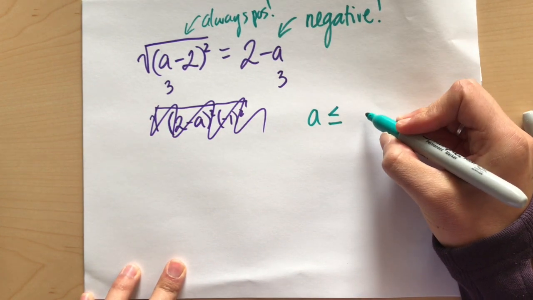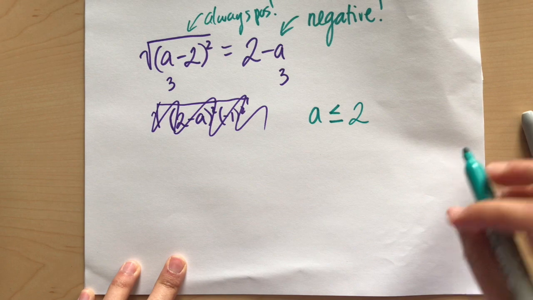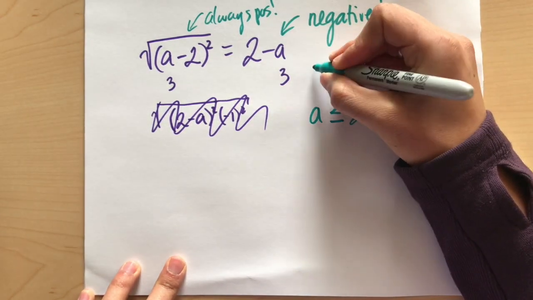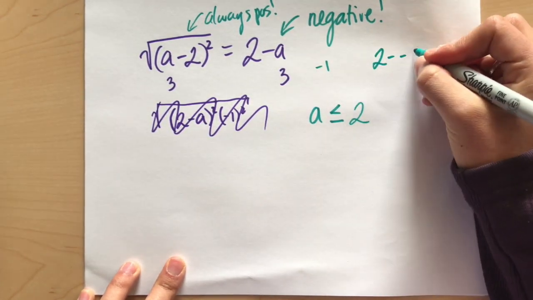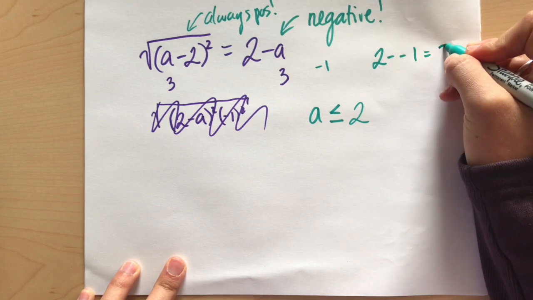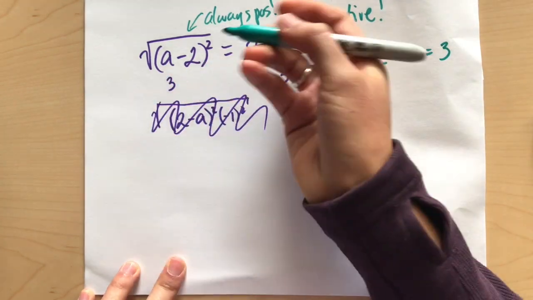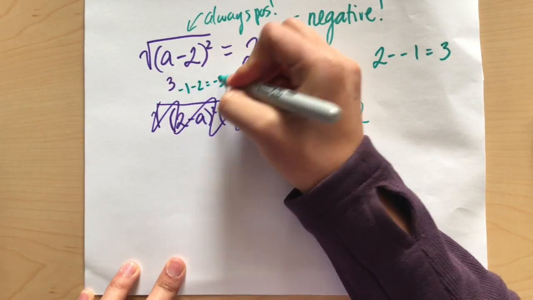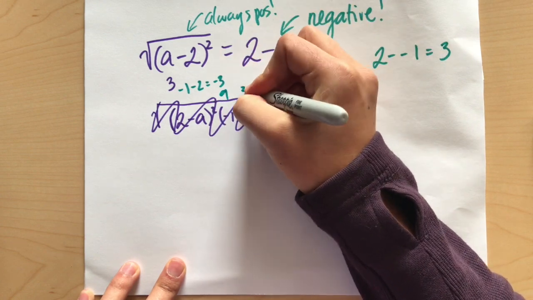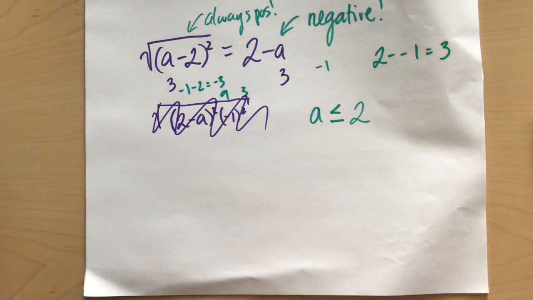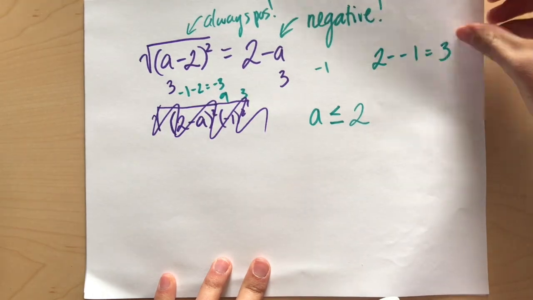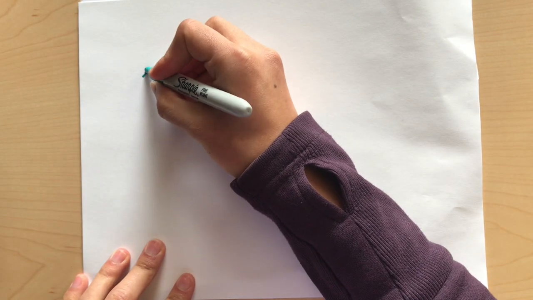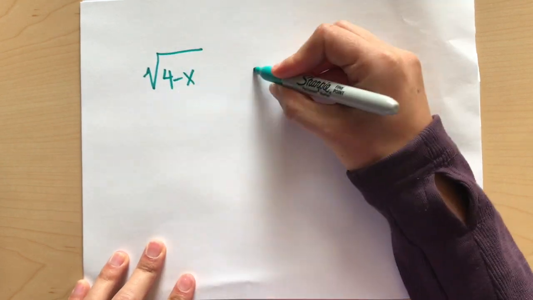So I need to have a less than or equal to 2. Let's just test something. If I plug in negative 1, I get 2 minus 1, which is equal to 3. On the other side, negative 1 minus 2 is equal to negative 3. If negative 3 is squared, then it's 9, and if you take the square root of 9, then it's 3. So therefore, the right and left sides are both 3. They're equal, so we're good. So a is less than or equal to 2.